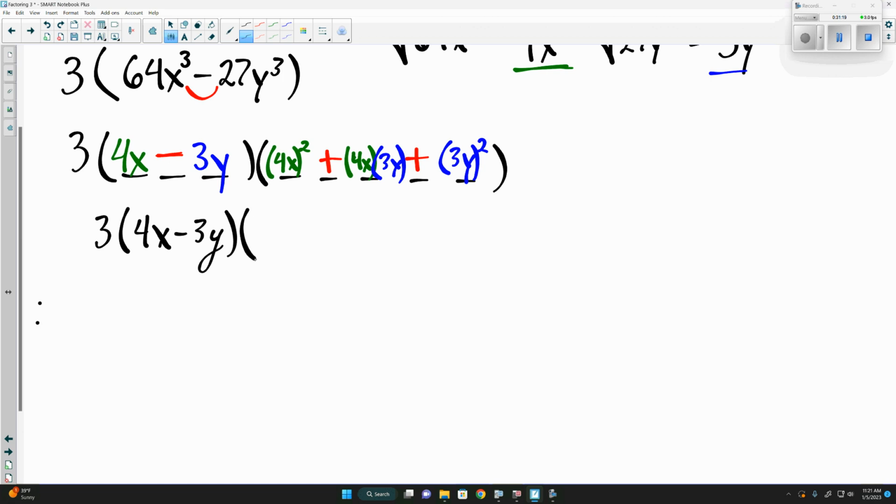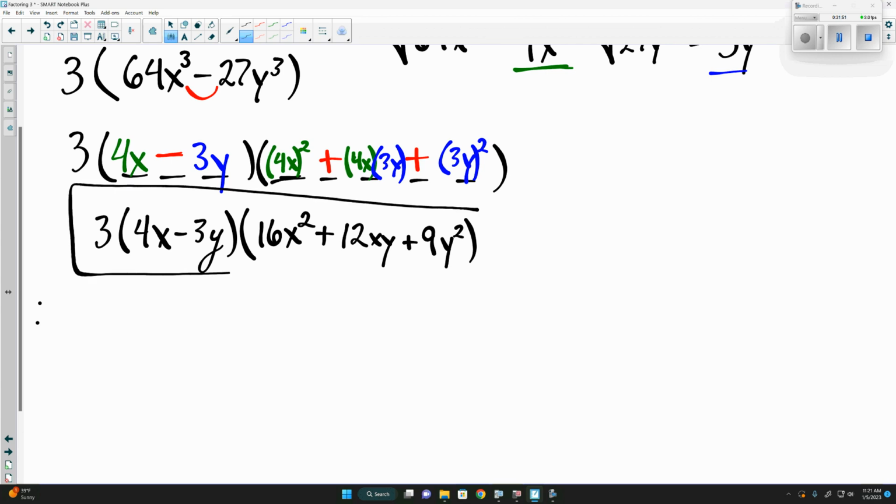Now, just like the factors that we did yesterday and the ones we did before, if it has a greatest common factor, it does need to be included in the answer. Now, 4x squared, we have to square both terms. 4 squared is 16, x squared, plus 4 times 3 is 12, x times y is xy, plus 3 squared is 9, and y squared is y squared. And so this here would be how it factors. Any questions on this here?